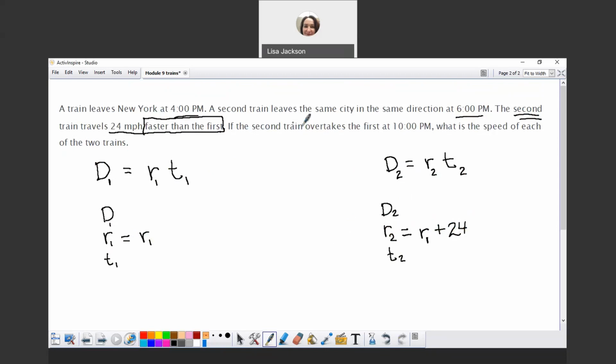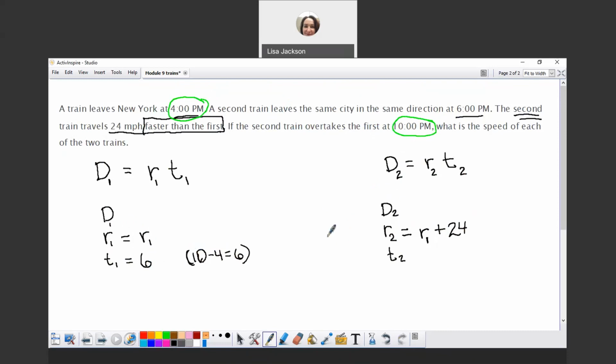So if the second train overtakes the first at 10 p.m., what is the speed of each? So we do have some information with these times. The first train left at 4 and got overtaken at 10. So how long was it running? That is the length of time it was running. So 10 minus 4 is 6. The first train was running for 6 hours.